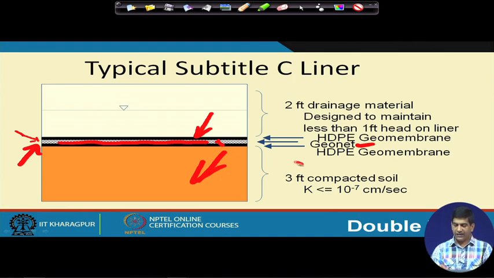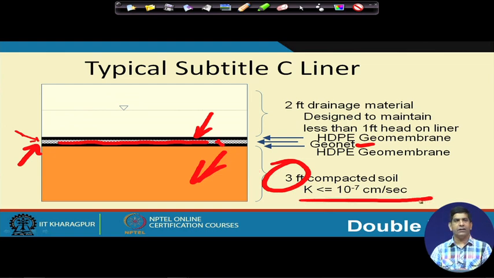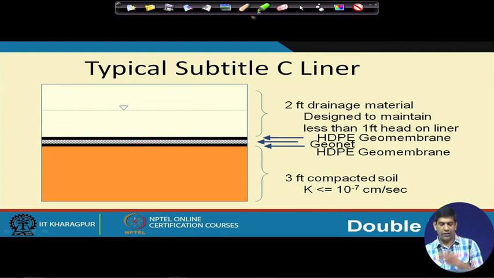Again, since it is hazardous waste, the requirement is more: 3 feet of clay, and K is the same, less than 10 to the power minus 7 centimeter per second. So that's also called the double liner system. So that's our double liner. The earlier one was a single liner system.